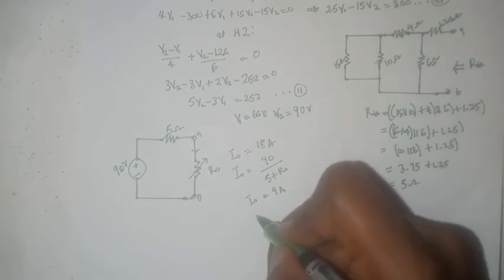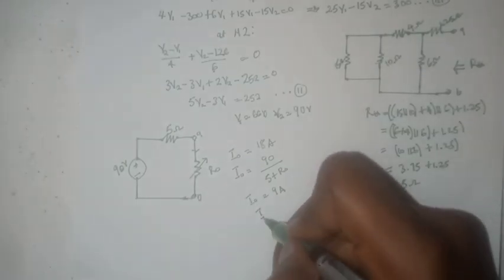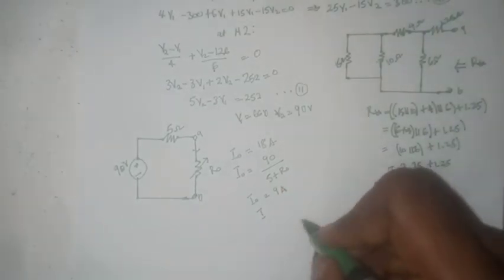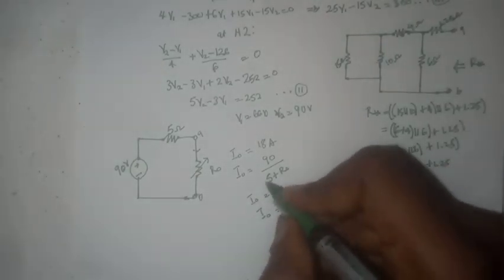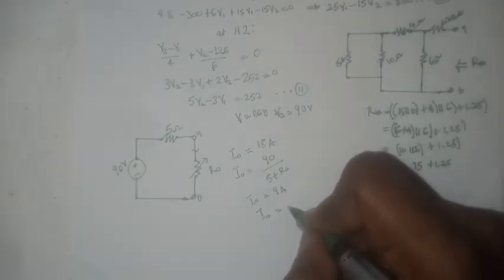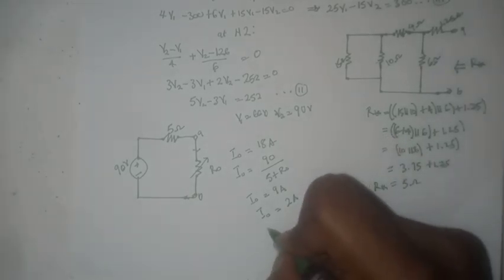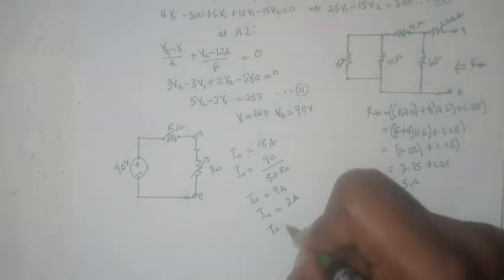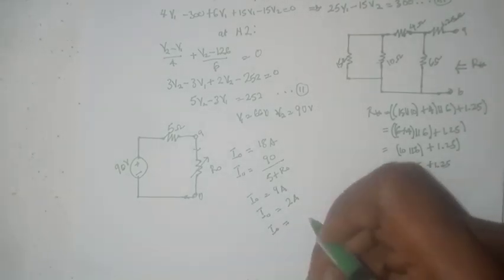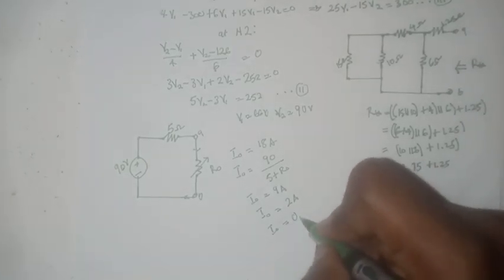And when R0 is equal to 40 ohms, we expect I0 to be equal to 2 amperes. And when R0 is equal to 95 ohms, it is expected that I0 is equal to 0.9 amperes.